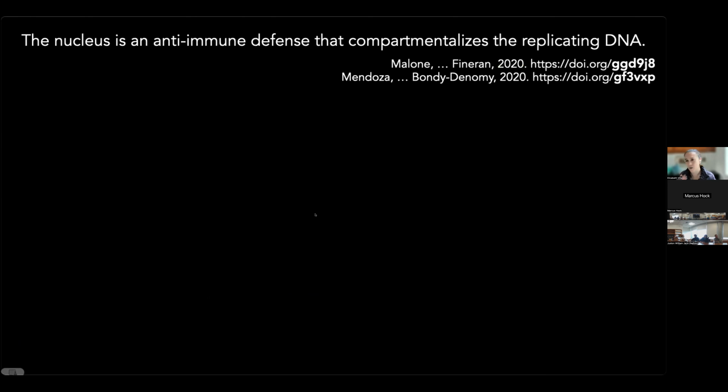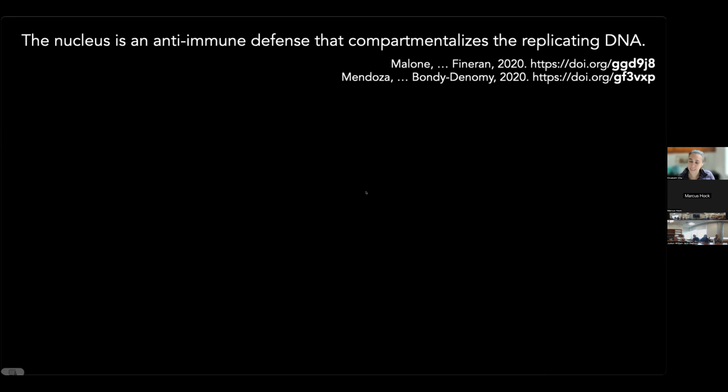Okay, so what I didn't tell you is that this nucleus is an anti-immune defense compartment. It's one way for the phage to defend itself from the very sophisticated immune systems that bacteria have, which, if you guys are paying attention, are coming out like every week now. So who said bacteria was boring?